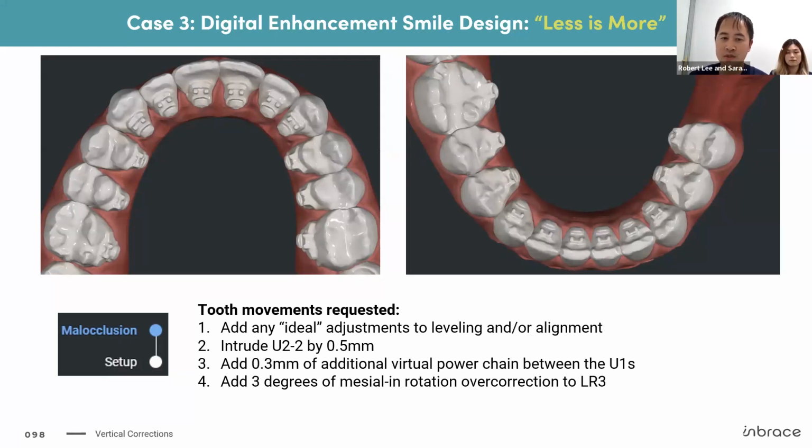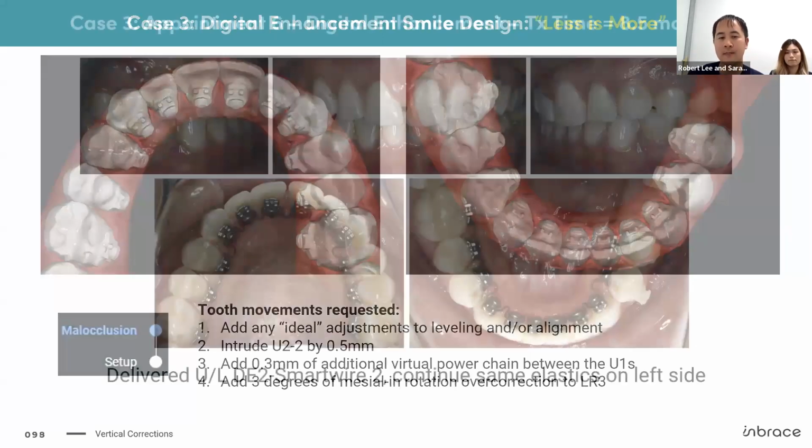Another thing we added in was the lower right 3 needed some rotation and the bracket was very distally offset. So we had a decision of whether to reposition it or just add some rotation overcorrection. And in this case, we just added some rotation overcorrection. Sometimes adding 3 to 5 degrees of rotation overcorrection on a very offset bracket can help that tooth express a little bit better.